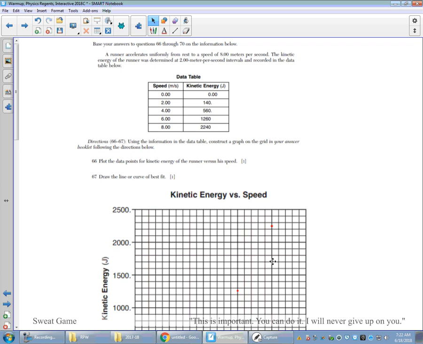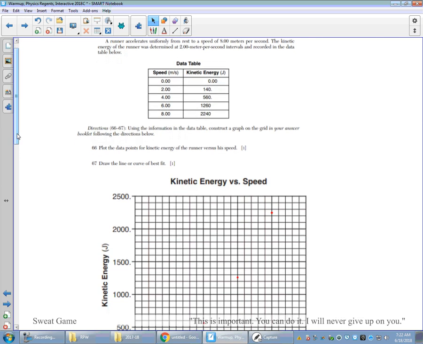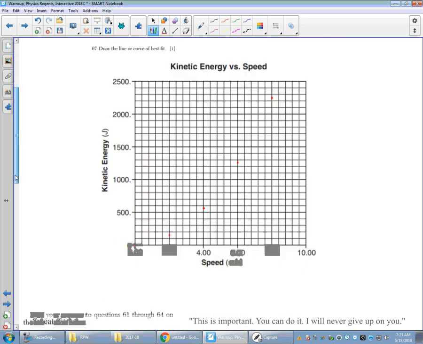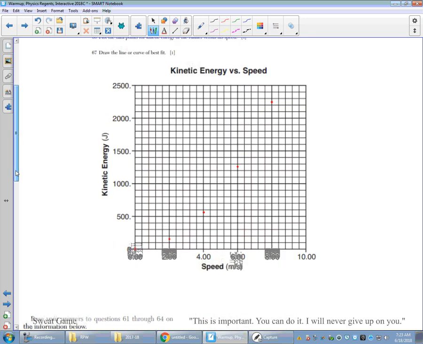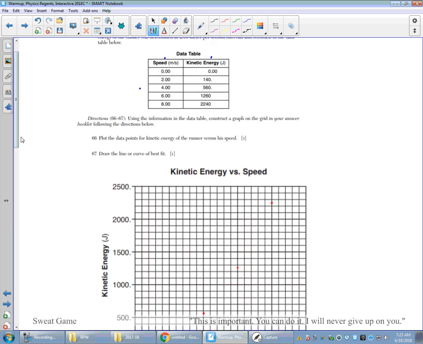Here's a problem. Now, this one involves a data table up top here. And then, along with this data table, we have a grid. So always keep track. Speed, kinetic energy. They don't always put them in XY order. Speed is the x-axis, kinetic energy the y. So make sure you're plotting x, comma, y.